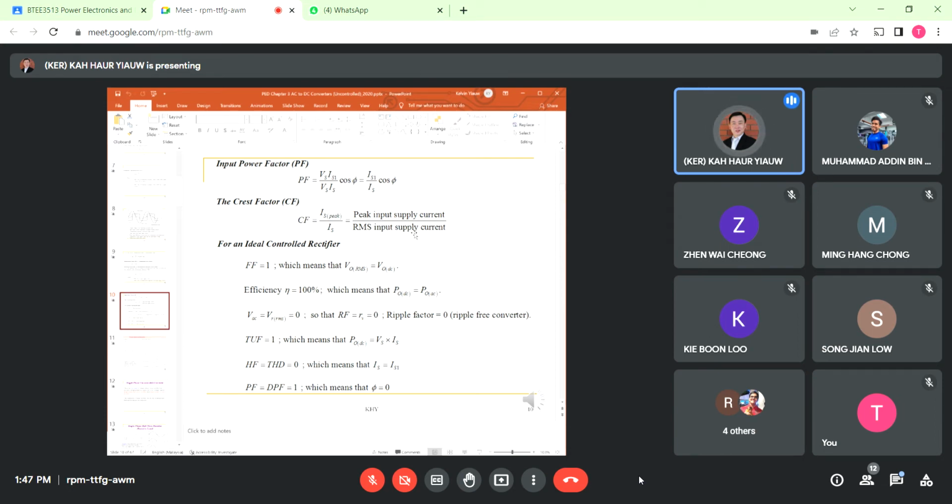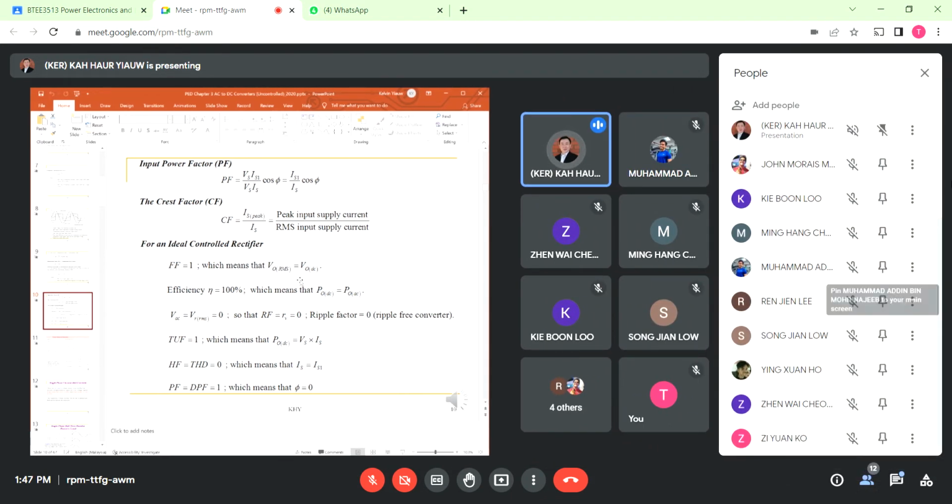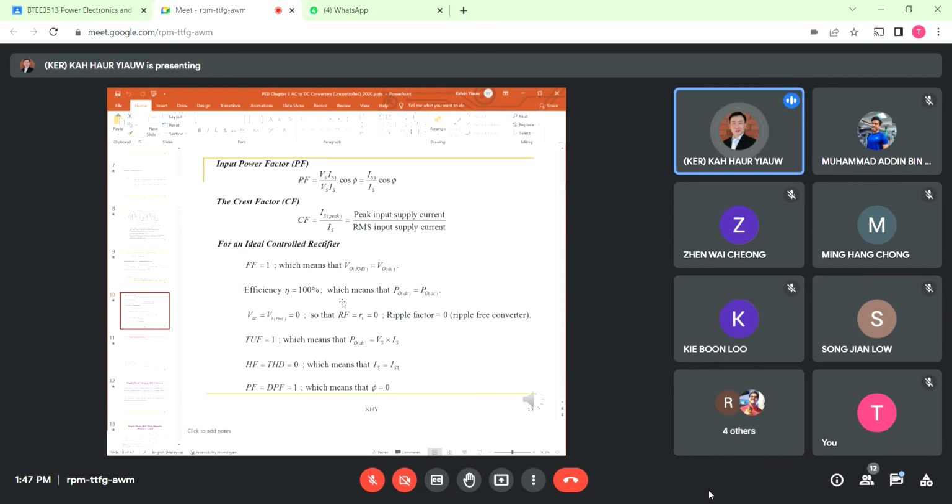All right. So for a given ideal rectifier, you're supposed to have this set of measured values. Your form factor equals 1 because DC equals RMS. Your efficiency must be 100%, which means there will be no losses, and hence your output DC and your AC are the same. You also do not have the ripple factor. Ripple factor is 0. TUF is 1.